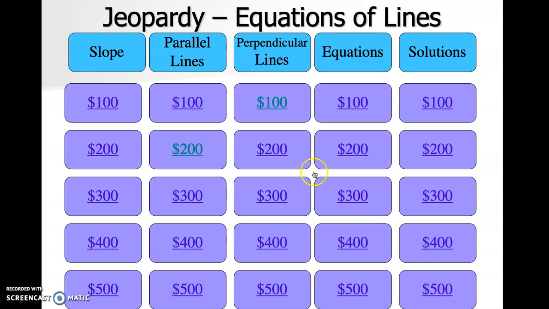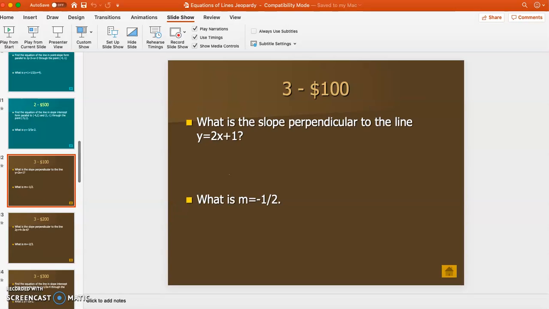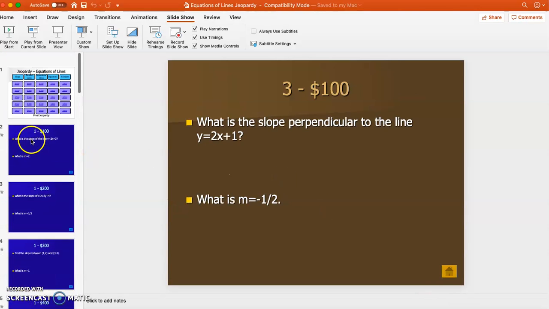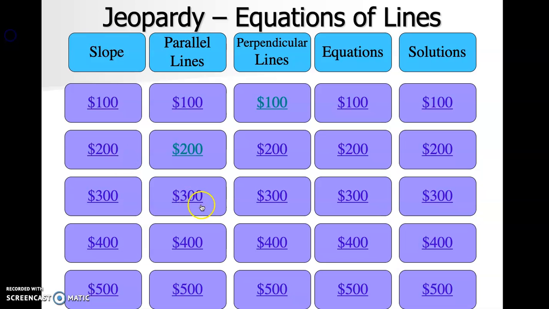So if you press the home button, then let's say you want perpendicular lines for 100: what is the slope of the line perpendicular? I'm going to tell you the answer, m equals -1/2. That is the final answer. And again, there is a home button down here, it is just not in the screen that I have recorded right here. And the final Jeopardy question down here, if you went to click on that, again, it's just not in the screen that I have recorded.